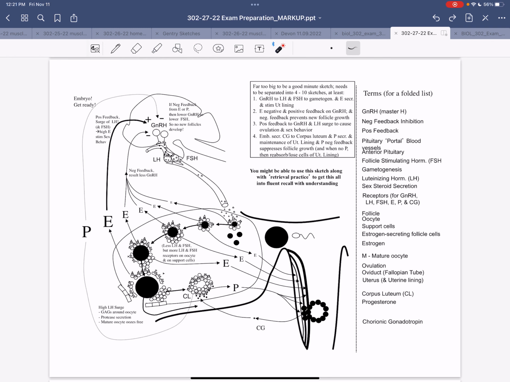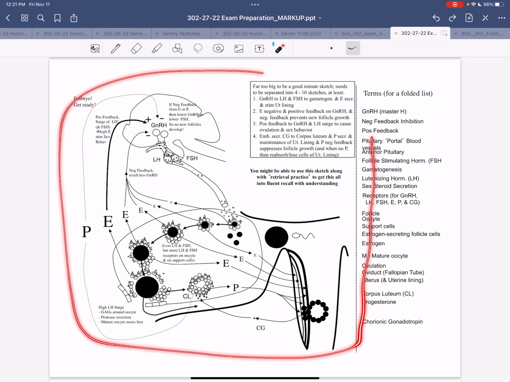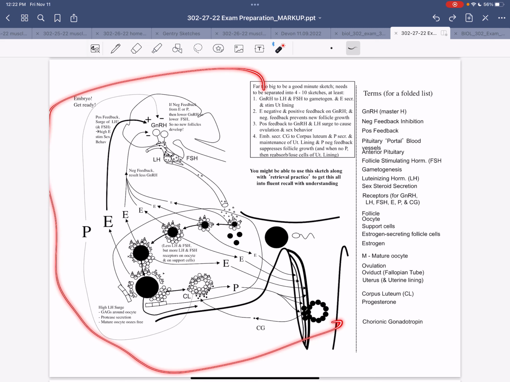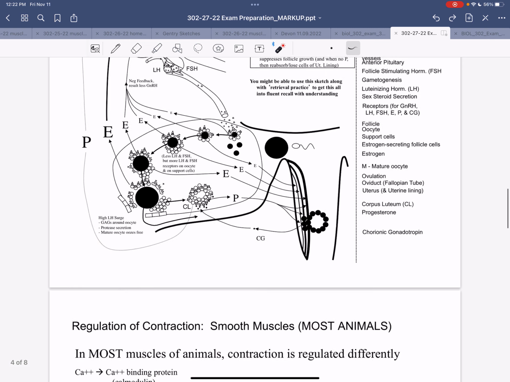I briefly mentioned using this not to study. It will help you very little to look at this over and over. You need to practice closing your eyes, looking away, or writing on a whiteboard or on paper or an iPad, doing sketches for different parts of this or the whole thing, because that is what is going to build your memory. Looking at this makes you more familiar with it, but it does not build your memory effectively.